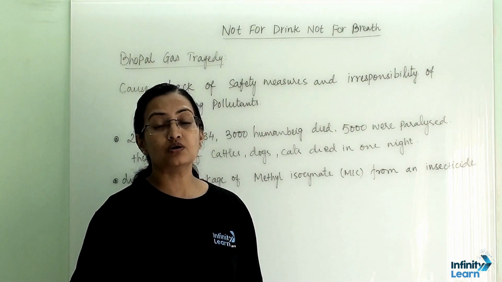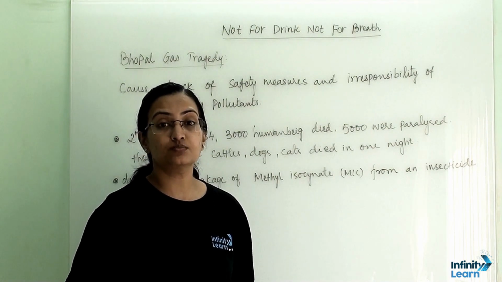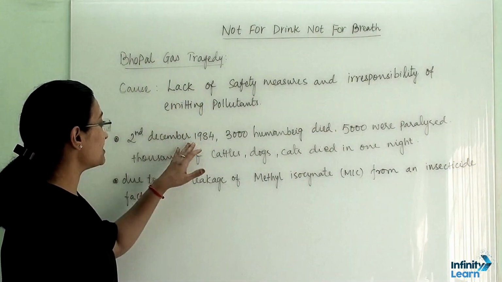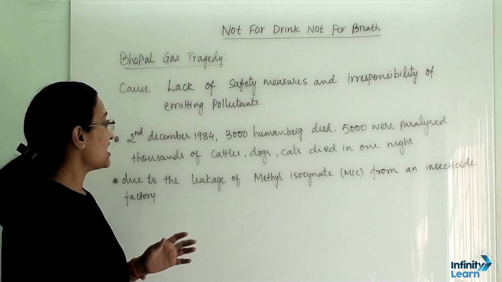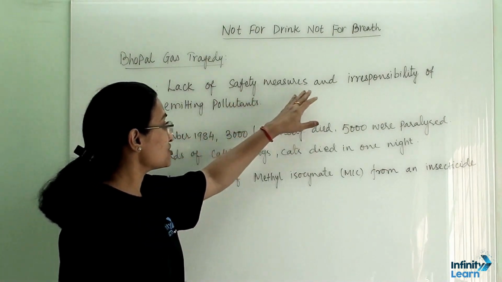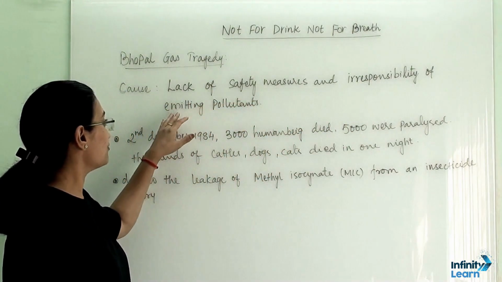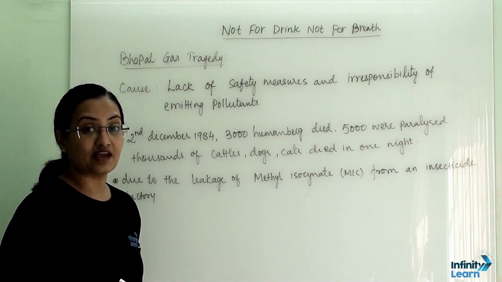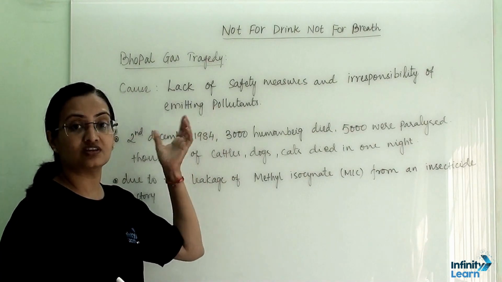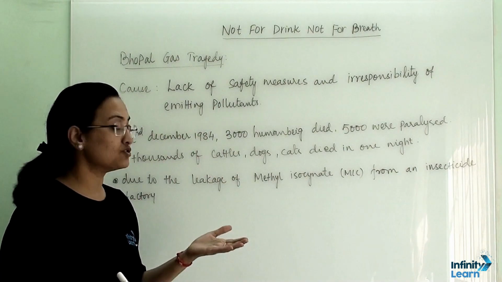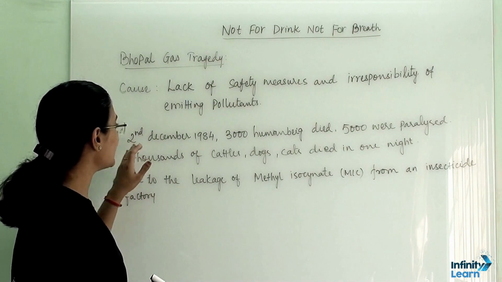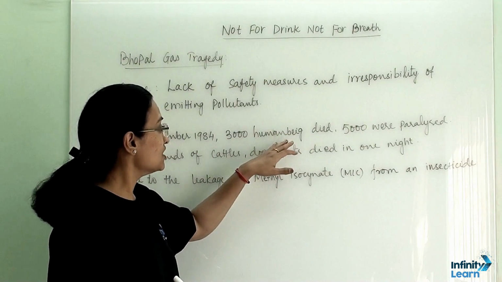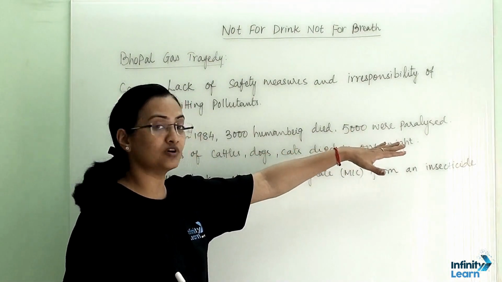Now let us talk about the tragedy that happened in India, termed the Bhopal gas tragedy. This happened on 2nd December 1984. This tragedy happened due to the lack of safety measures and irresponsibility in emitting pollutants. They were not handling the safety measures properly and they were irresponsible about the pollutants they were leaving into the air. This happened on 2nd December 1984 and due to this tragedy 3,000 human beings died and 5,000 were paralyzed.